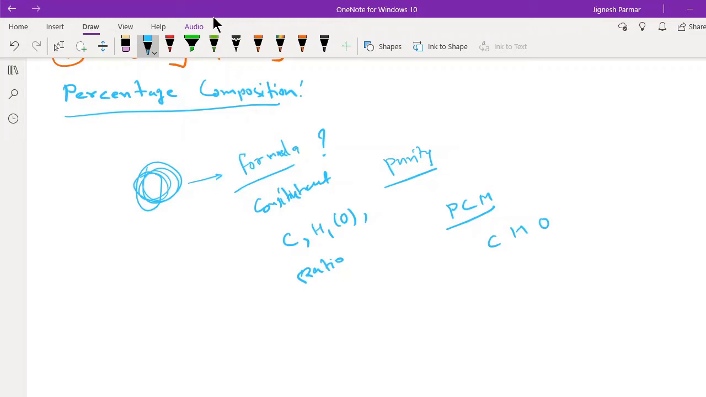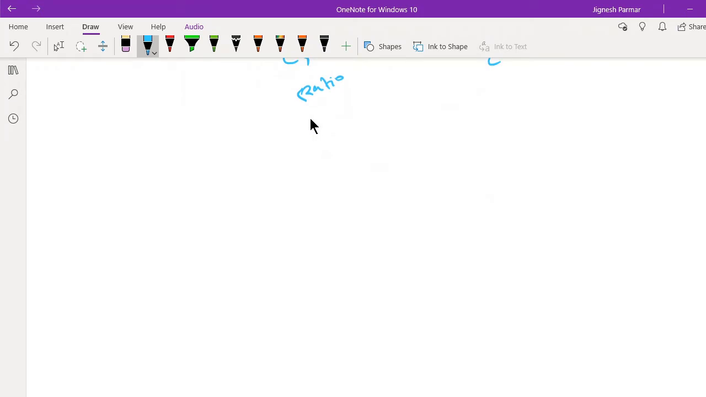Very simple to understand this concept. We will start with a very small and very nice compound, H2O. We have to find out the percentage of hydrogen and the percentage of oxygen in this compound. So what will I do? To find out the percentage of hydrogen, I will make sure how many hydrogen atoms are there. First I will write down that, 2.